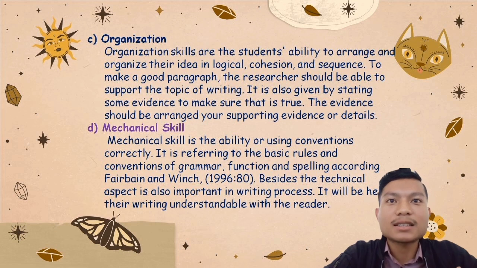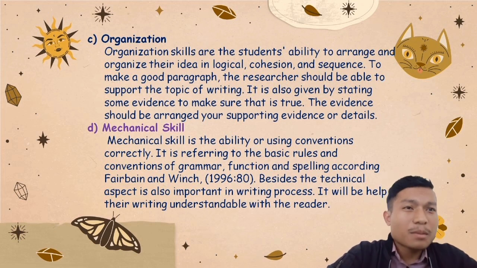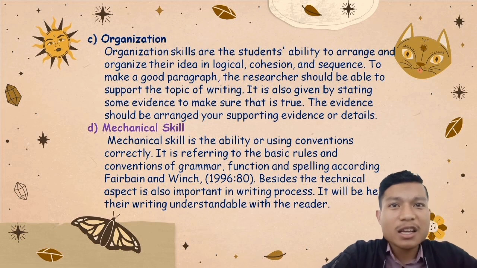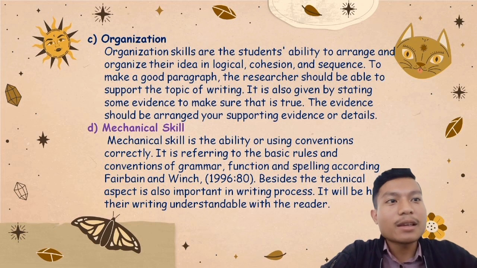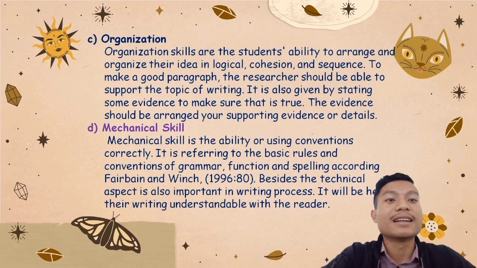The fourth is mechanical skill. Mechanical skill is the ability of using conventions correctly. It refers to the basic rules and conventions of grammar, function, and spelling according to Fairbairn and Winnie. Besides, the technical aspect is also important in the writing process. It will help make the writing understandable to the reader.